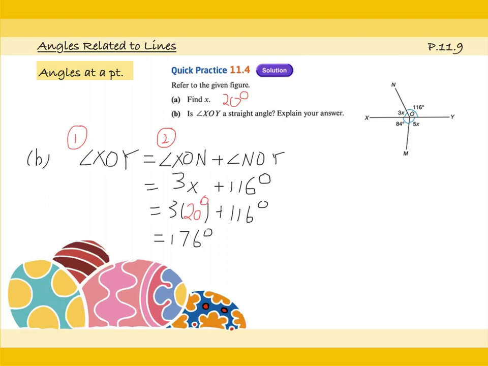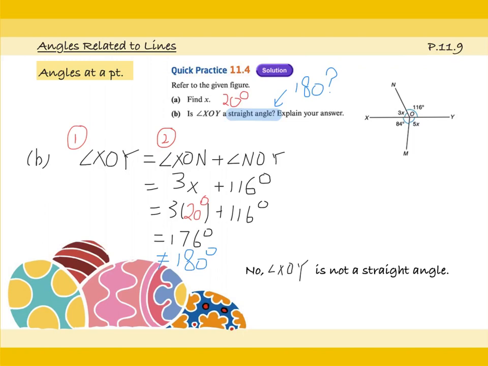And then, after we have done so, we cannot say that it is done. We have to check whether we got a straight angle, which means you need to check whether it equals 180 degrees. So you must write down that it is not equal to 180 degrees. And then we can say that no, angle XOY is not a straight angle.